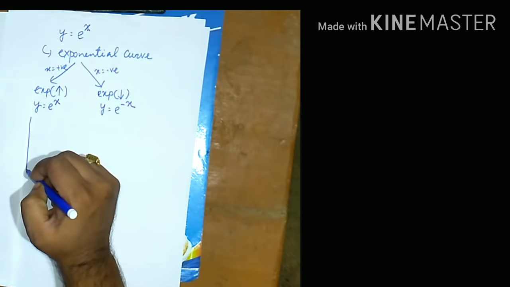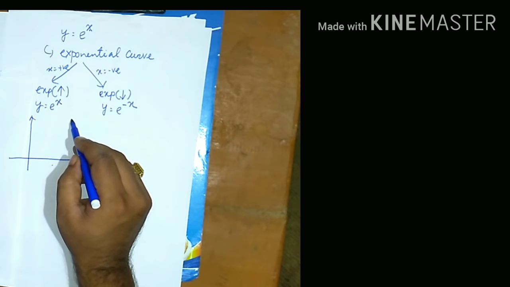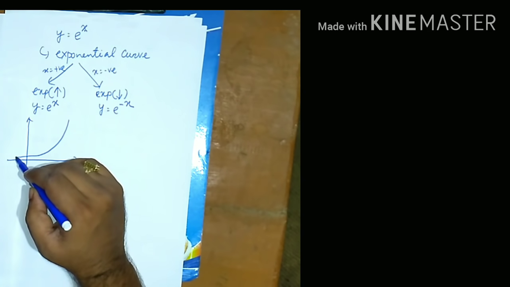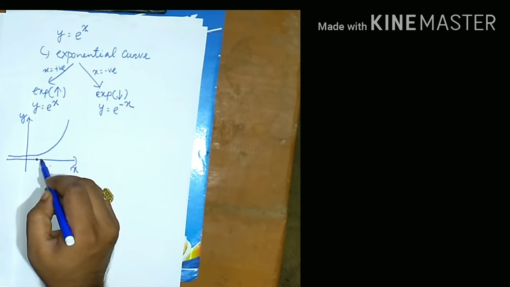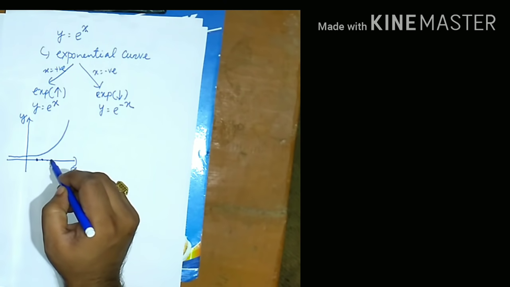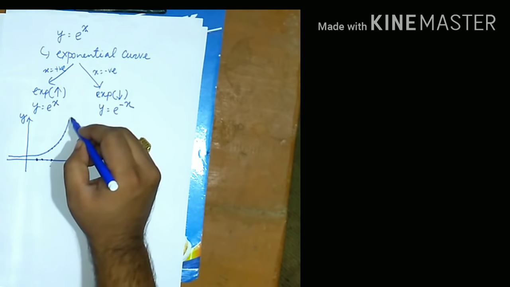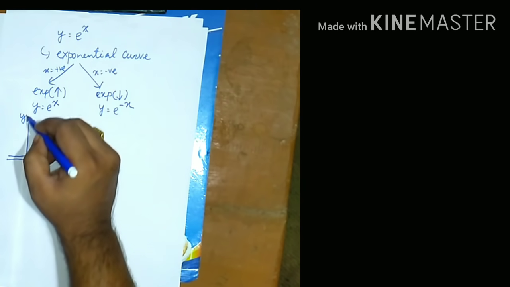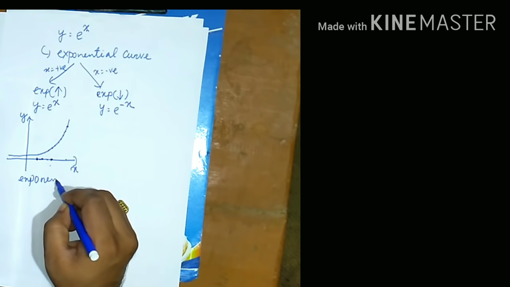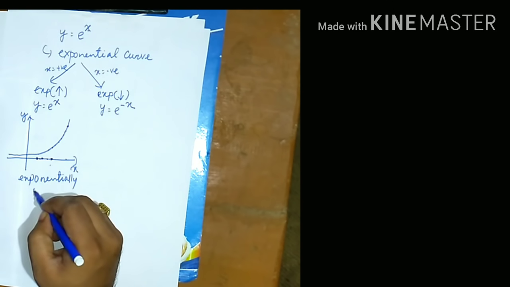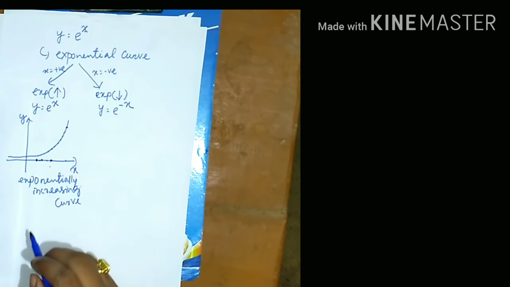How will the curve be? Just remember, the curve will be like this. For the increasing, it is like this, y and x. If x value is increasing, then y value is increasing like this. So you can identify, with the increasing x value, y value is increasing. That's why this nature is exponentially increasing curve.